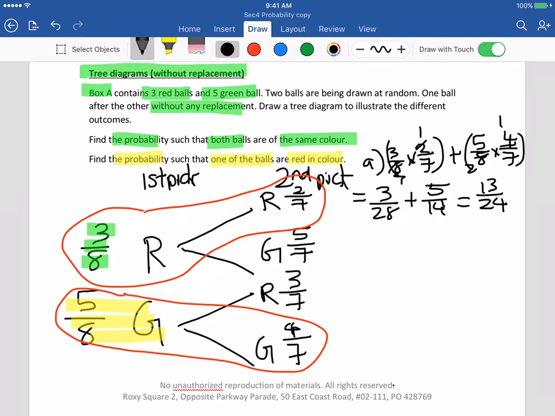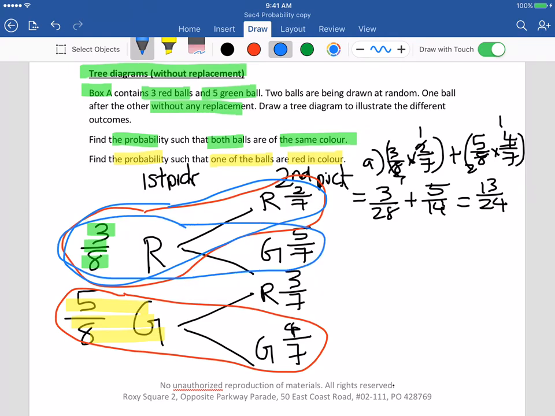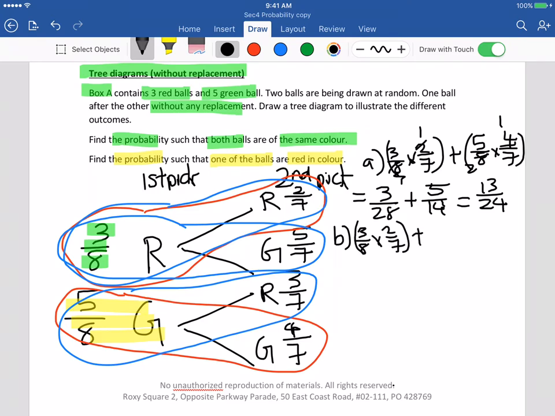One of the balls is red in color. So it can be red-green, or it can even be green-red. Okay? So for B, there are 2 methods actually. The first method is you can take 3 over 8, red, plus red-green, plus green-red to get an answer.